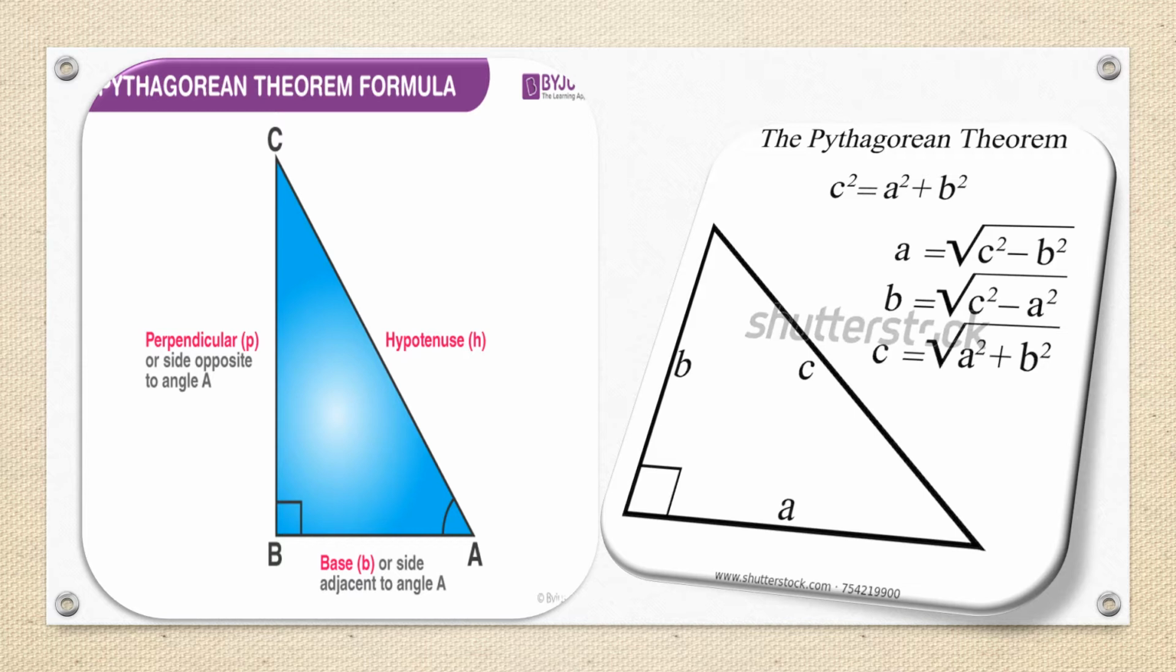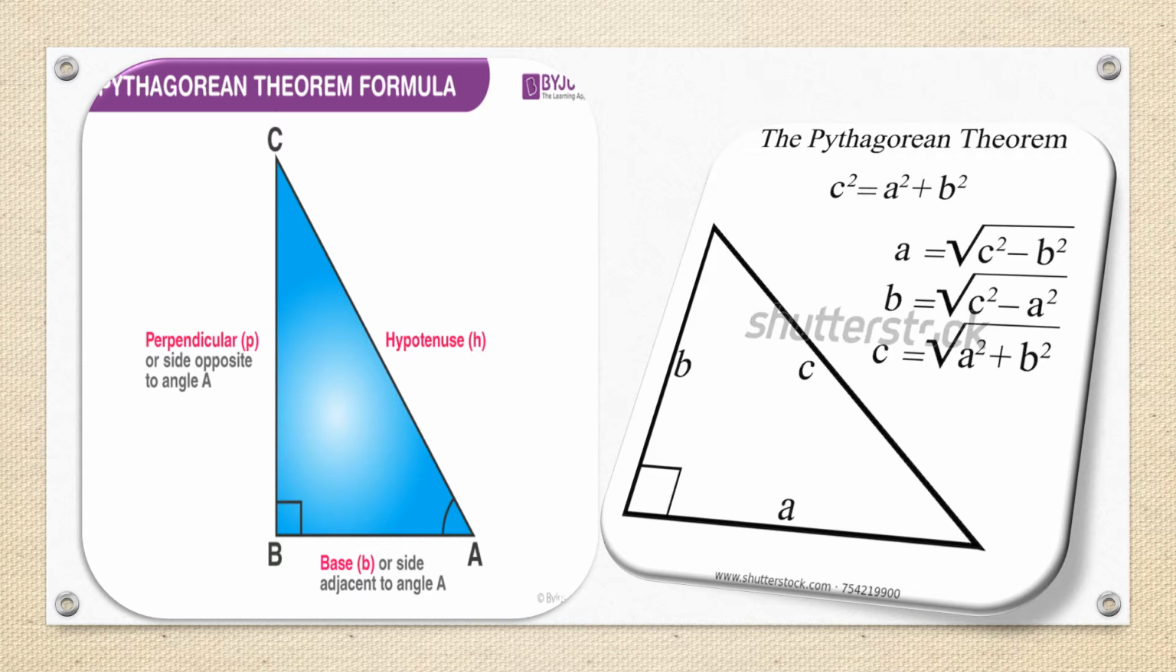We are going to discuss about Pythagoras theorem. So before that, I am giving you one idea. What is the Pythagoras theorem formula? You see, this is a right angle triangle. This is perpendicular or side opposite to angle A. This is the angle. So opposite to this angle, this is perpendicular. So this BC is the perpendicular of angle A, and base B or side adjacent to angle A.